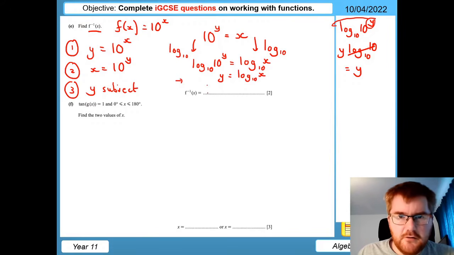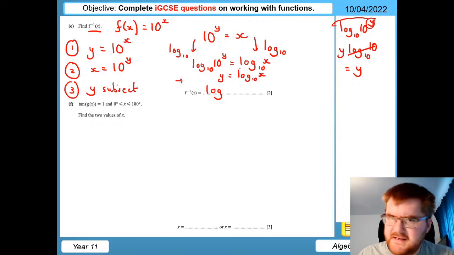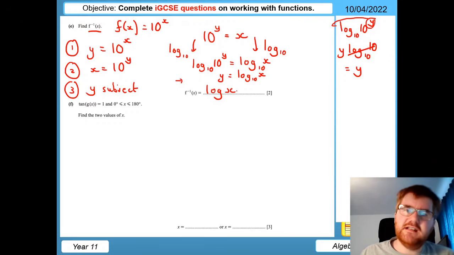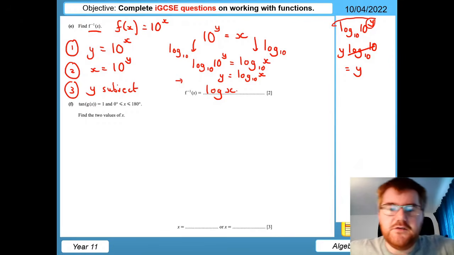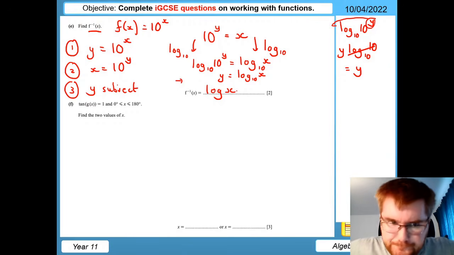Now because of this course, you're not expected to work with different bases, generally speaking, so you can just leave it as log x, that's absolutely fine. But if you put base 10 as well, that's also okay too.